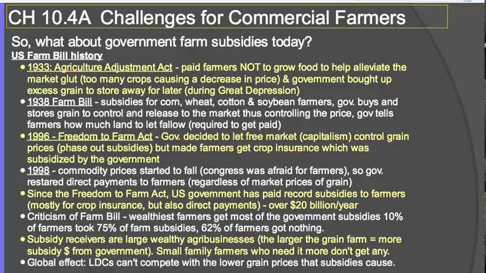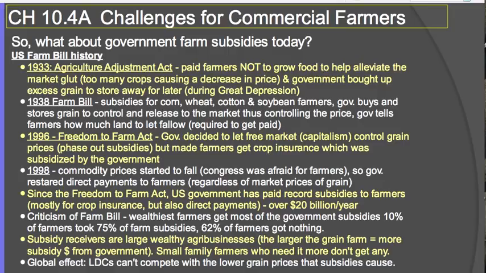Well, this didn't really work out, and commodity prices started to fall. They fell about 40% because, again, of an overproduction of crops. And so because Congress was afraid, they reinstated these direct payments to farmers. And the direct payments were actually regardless of the crops they were growing. It was tied to the value of the land.